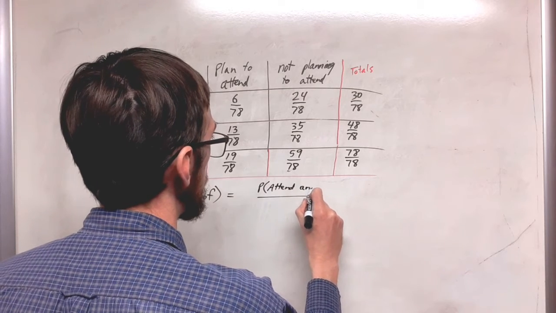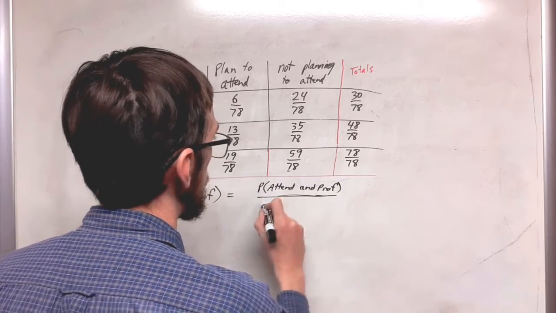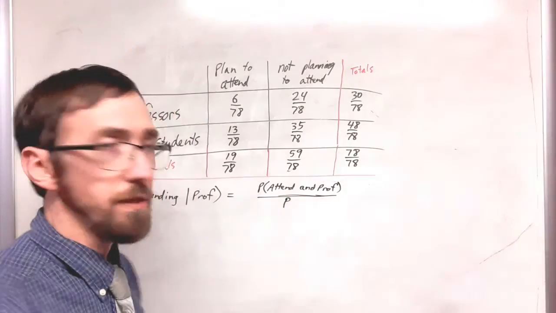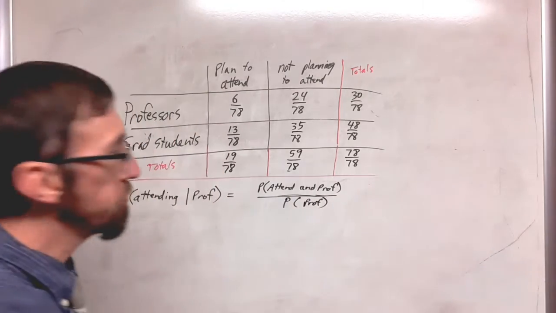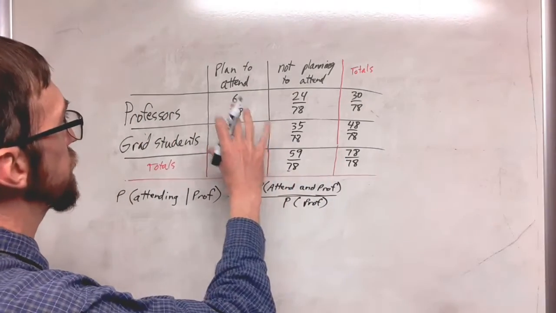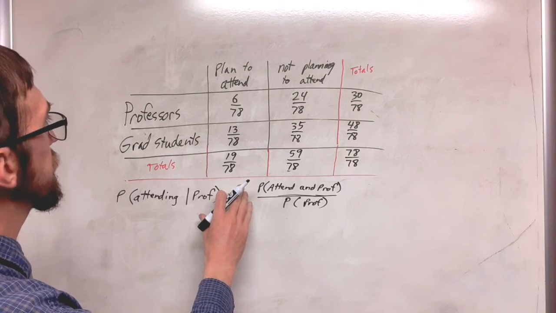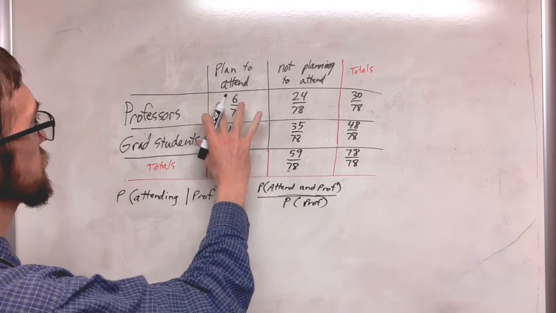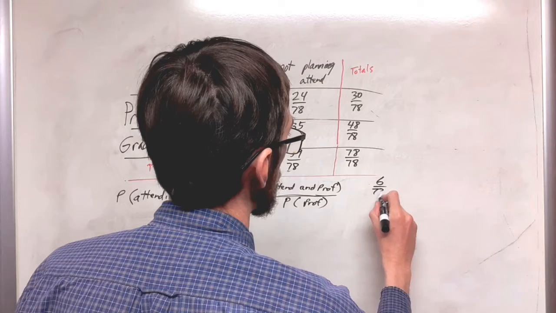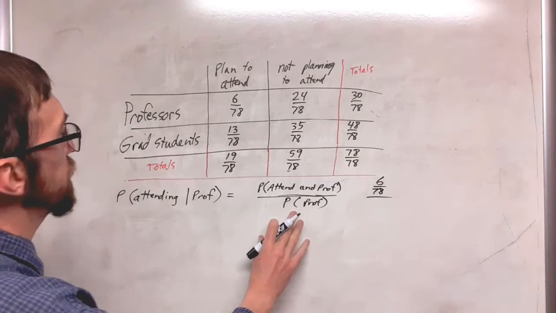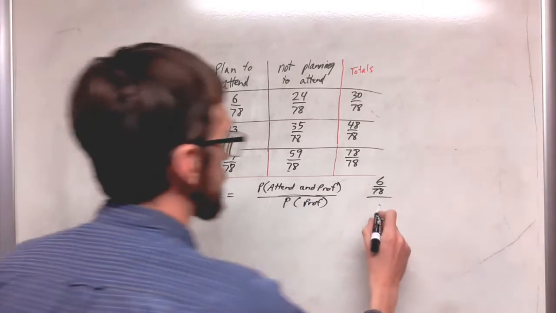and professor divided by the probability that they are a professor. We're just going to pull that information from these relative frequencies. Attending and a professor is this box right here. So this is 6/78. And then the probability that you are a professor is 30 out of 78.